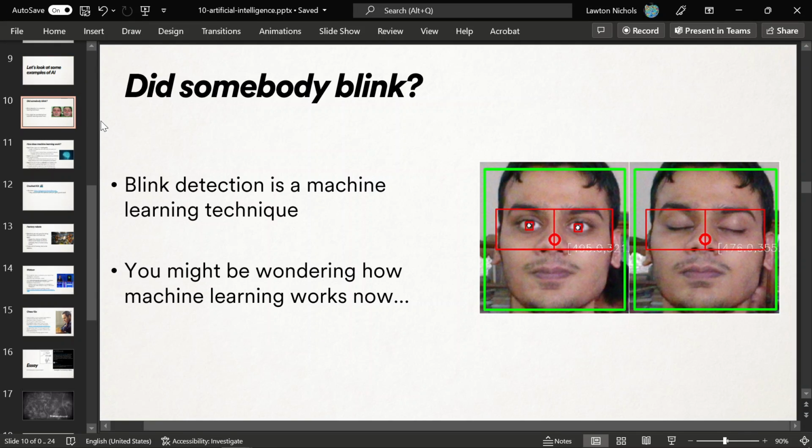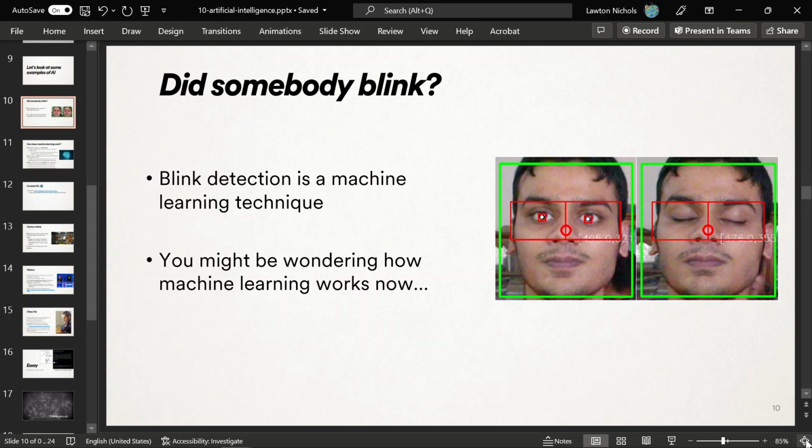Probably the first one that became available to just normal consumers was those early digital cameras with blink detection. Every camera these days draws a box around people's heads, and they also were trying to figure out, hey, did somebody blink in your picture? Oh man, you're going to have to take the picture all over again. So blink detection happens to be a machine learning technique.